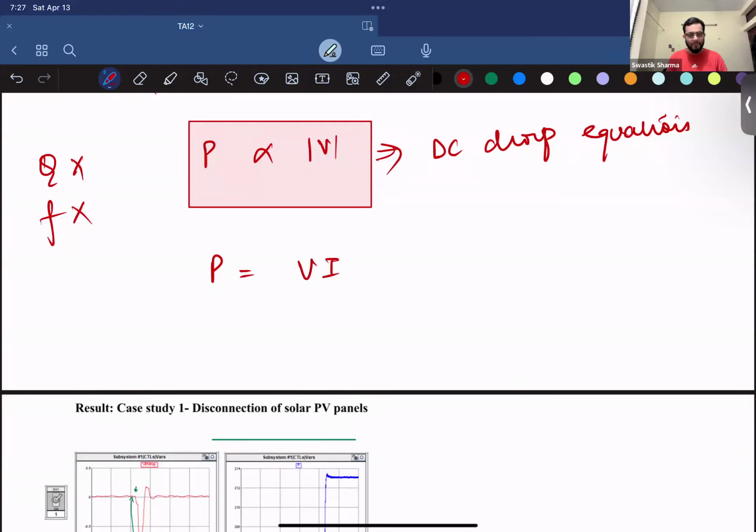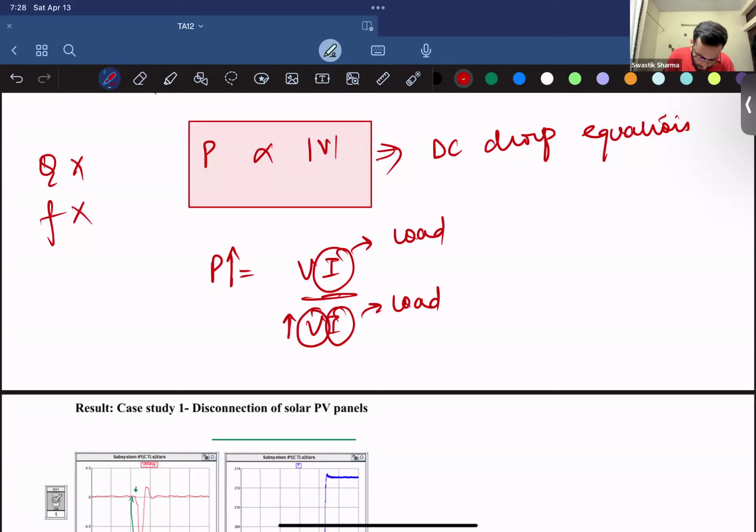Let's say that P is equal to VI. I is responsible for your load. So if your P increases, VI needs to remain constant. But your load won't increase, because your load is something like 4 kilowatt, it will stay constant. So to keep this equation balanced, to keep P equal to VI, your voltage will tend to rise. That's why this happens, because something needs to account for that excess of energy, right?